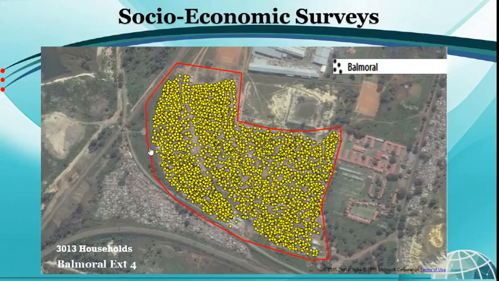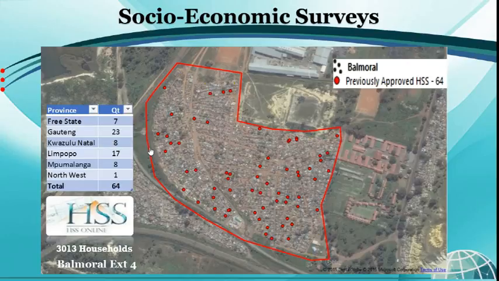The outcome of the socio-economic survey is a GIS database of all the households within the settlement. Visual color-coded maps allow households to be categorized by applying the set housing subsidy criteria. ID numbers are matched with the HSS database to identify previously approved beneficiary status.